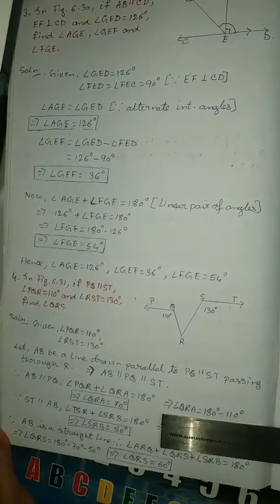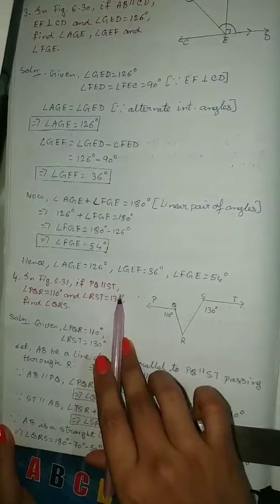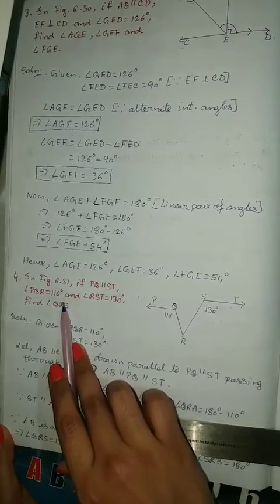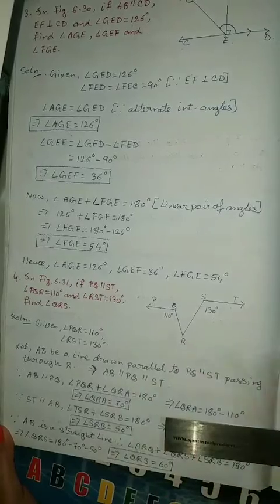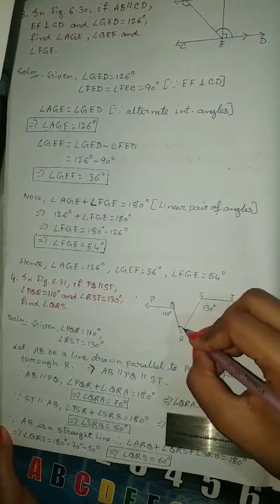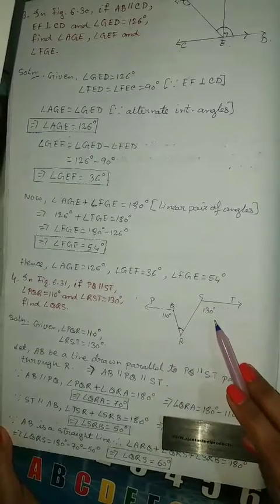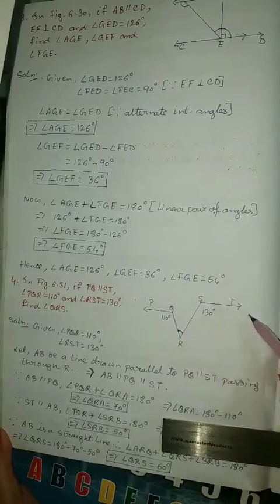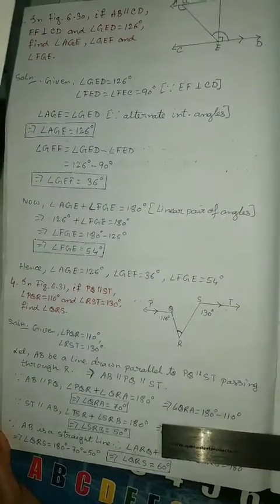Now we'll solve question number 4. It says, in the figure, if PQ is parallel to ST and angle PQR equals 110 degrees, and angle RST equals 130 degrees, find QRS. We have to find out this particular angle. This one is given as 110. This is given as 130 degrees. And PQ is parallel to ST.